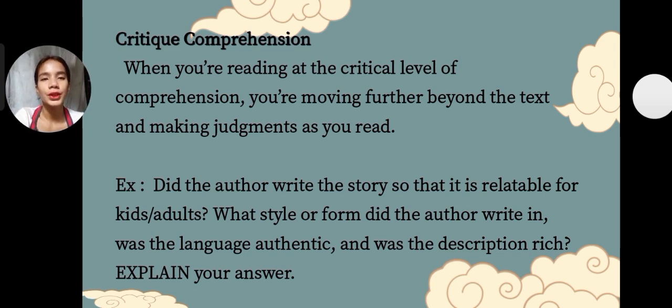So here, for example, in critic comprehension: did the author write the story so that it is relatable for kids or adults? What style or form did the author write in? And was the language authentic? Was the description rich? Explain your answer. As you have observed, the questions are asking for how the author writes his story. In question number 1, is it relatable for kids or adults? Is the story relatable for kids and adults?